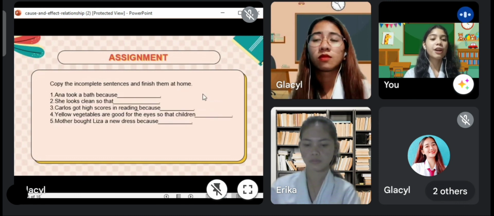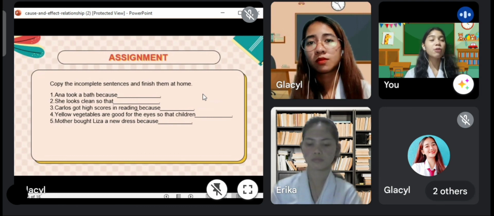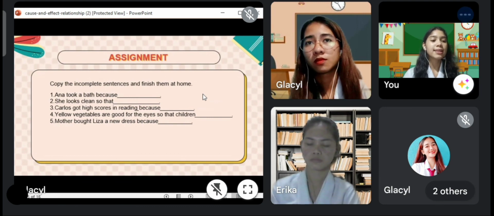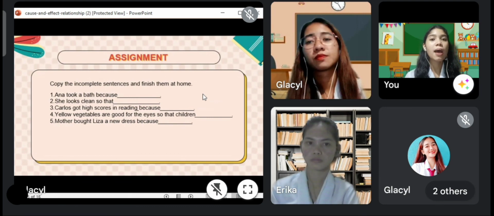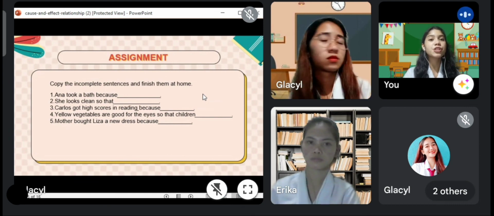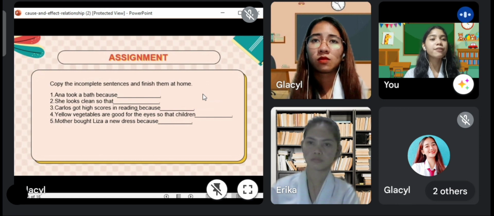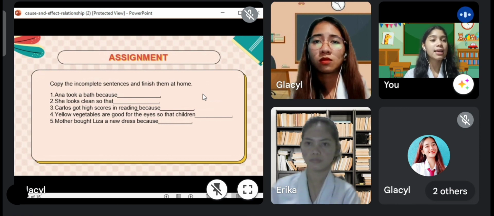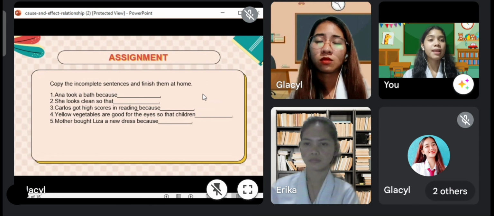And for your assignment, again, I would like to ask you to take the screenshot and copy and complete the sentences and finish them at home. After completing the following sentences, again, please take a screenshot or photo of your answer and send it via messenger. So are the instructions clear?